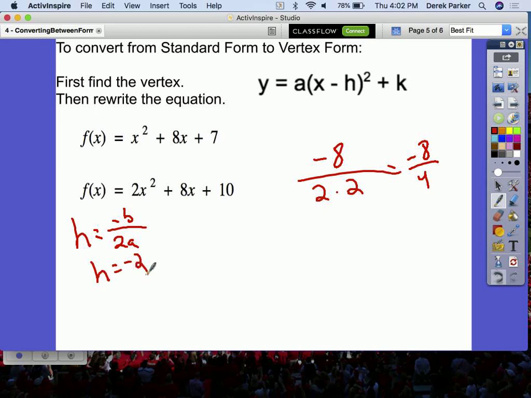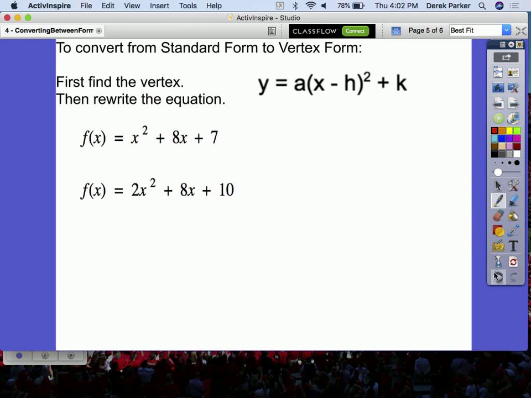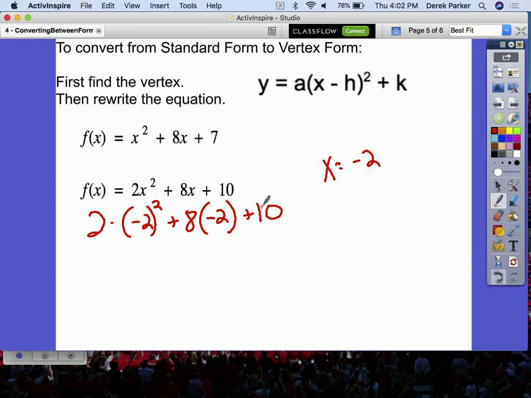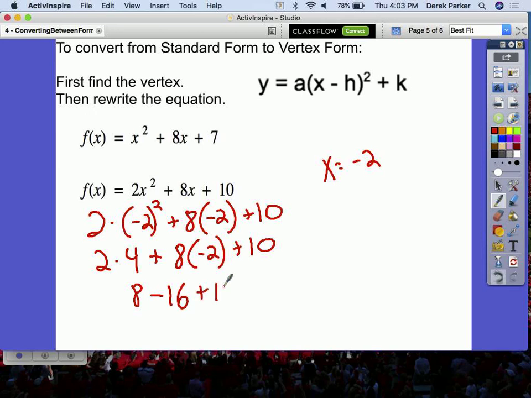Now I'm going to plug that into this equation. 2 times negative 2 squared plus 8 times negative 2 plus 10. Exponents come first, and I get 2 times 4 plus 8 times negative 2 plus 10. Now multiplication. 8 minus 16 plus 10, negative 8 plus 10, and I get positive 2. So my vertex is negative 2, 2.